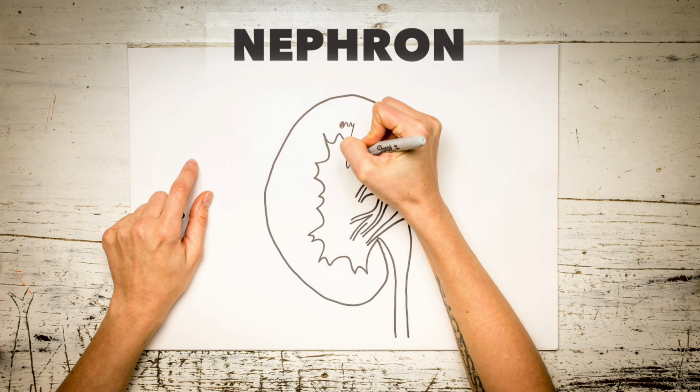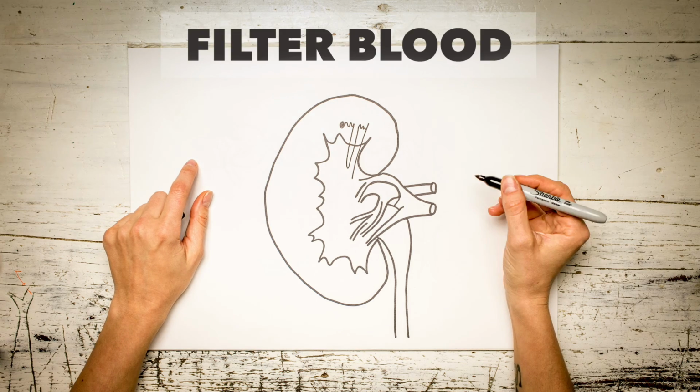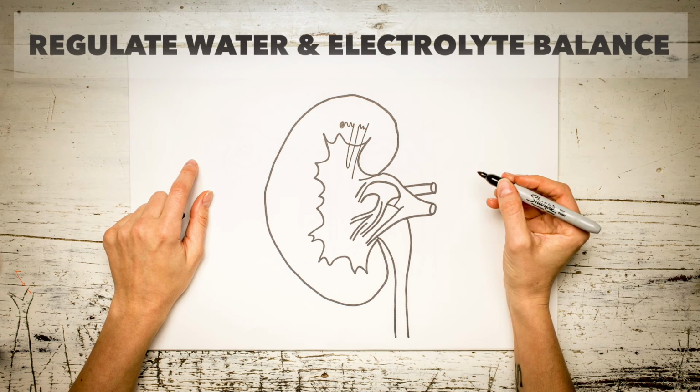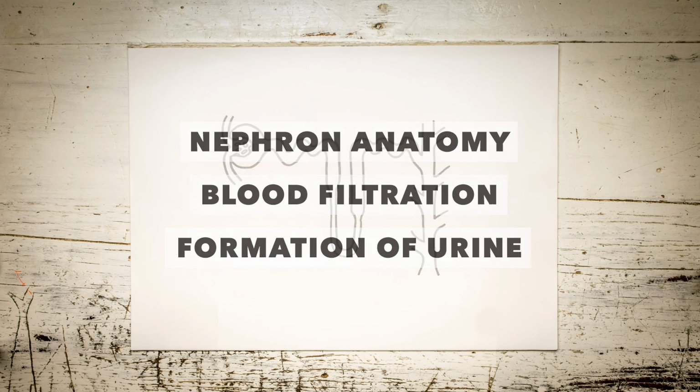Nephron is a single functional unit of the kidney. Each kidney has about 1 million nephrons. The major function of nephrons is to filter blood and to regulate water and electrolyte balance. In this video we will take a look at nephron anatomy, blood filtration, and formation of urine.